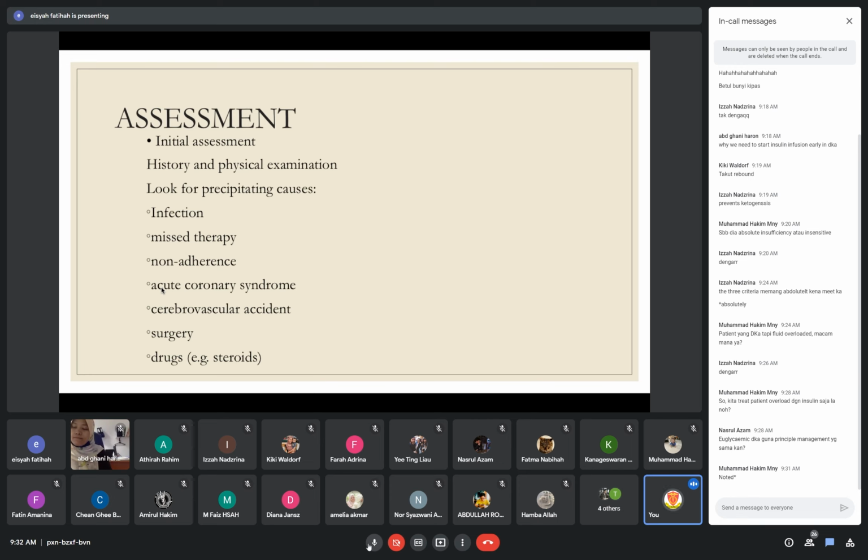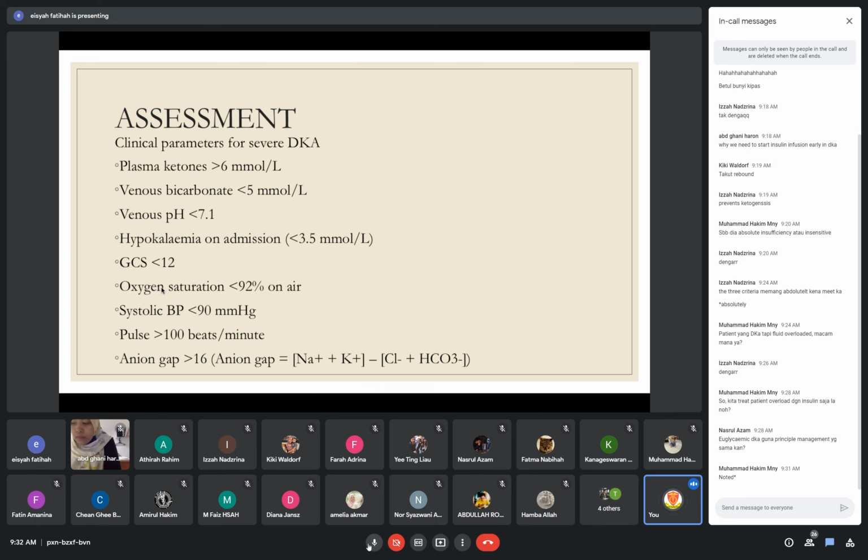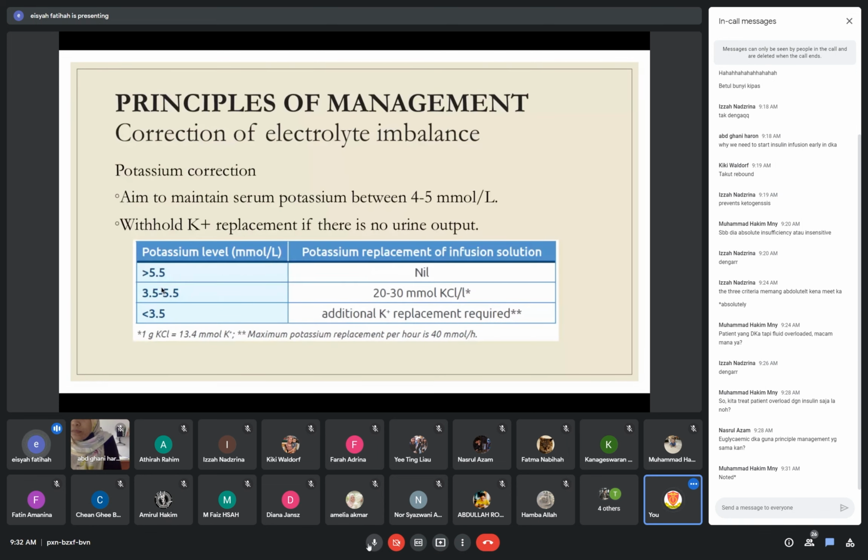Dan masalah kedua DKA yang semua orang tend to gloss over or tidak fokus adalah electrolyte imbalance. Okay, dalam DKA ni because there's such a lot of fluid movement masuk keluar intravascular, extravascular, intracellular, extracellular, you will have electrolyte imbalance. Maksudnya patient akan ada a lot of electrolytes akan shift, tukar daripada intracellular, extracellular. So benda ni pun kena pay attention.